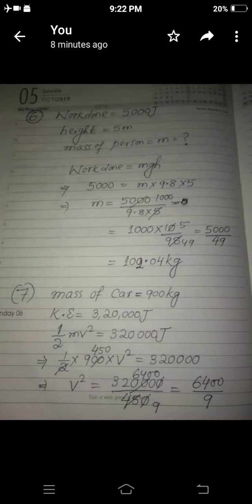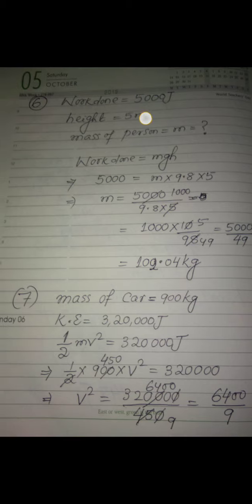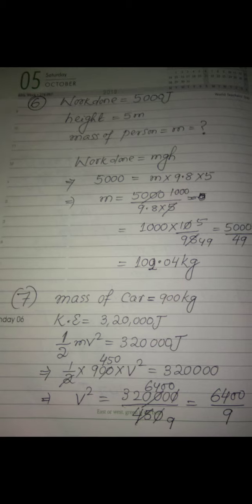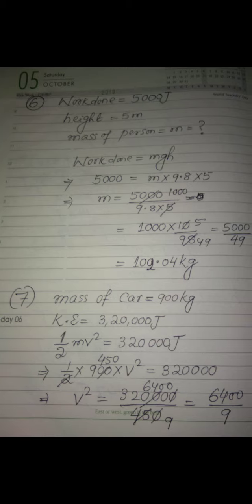Now question number 6. A person does 5000 joule of work in climbing a tree of height 5 meter. Calculate the mass of the person. Once again I am saying, a person does 5000 joule of work. This means work done is given, 5000 joule. Height of tree is 5 meter. What is being asked? Mass of the person. So you see, work done equals 5000 joule, height equals 5 meter.